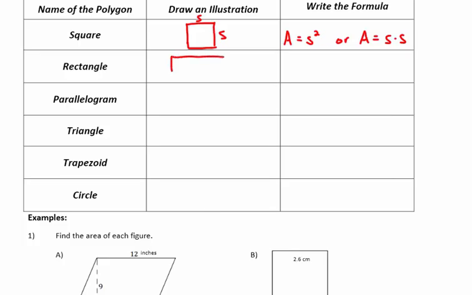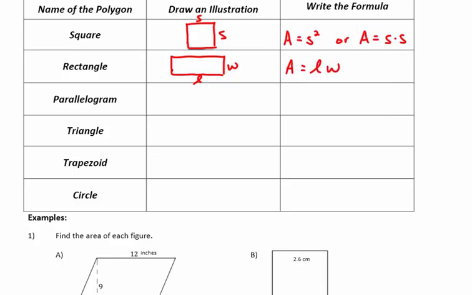A rectangle, on the other hand, has a length and a width, the longer side on the bottom being the length usually. The width could be longer than the length, it's possible, and the width is on the side, and the formula for this area is equal to the length times the width.